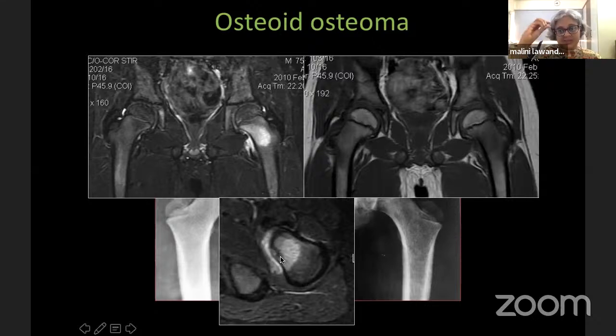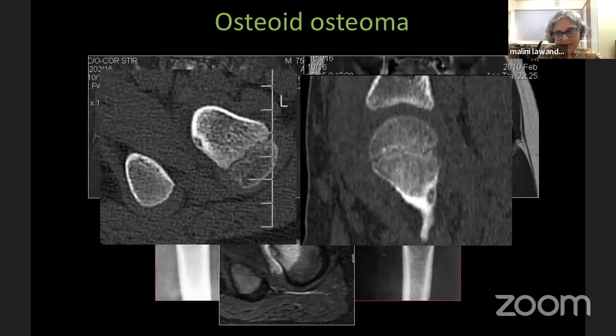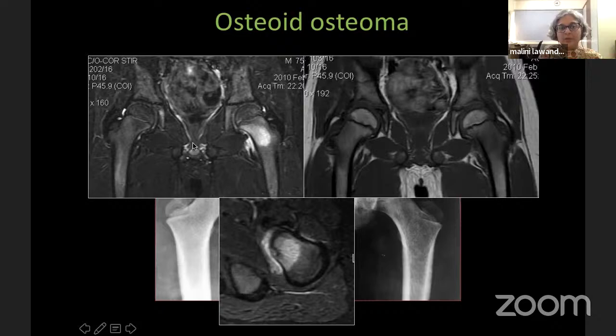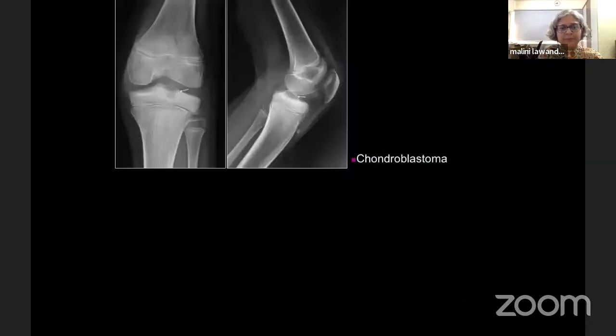Now, what happens if the sections are thicker? You may miss it. This may not be included. These are just a few millimeters. So anytime on MR you have unexplained marrow edema, it's always wise to take CT cuts, and you will clearly see the osteoid osteoma well. So when you have a lot of marrow edema, first you look: is it infection? Is it tumor? Something which is worrying you, but you don't see a lesion. Then remember, osteoid osteoma is a possibility.